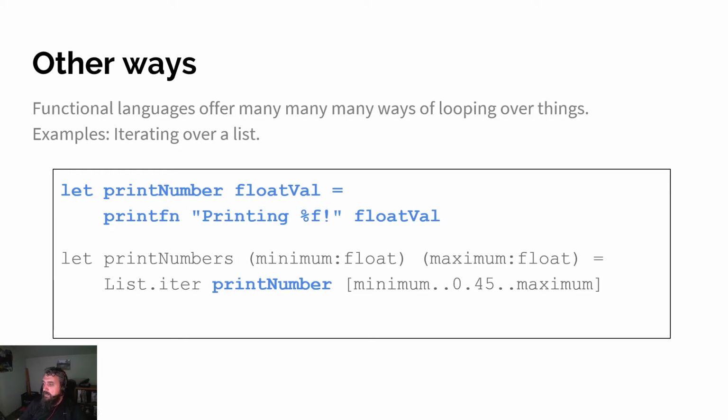Semantics that you have right here. Right now we've got the print number function that takes a float value and prints that float value. And then we have print numbers, which takes two float values and iterates over them, which is effectively the same sort of thing as a for each, but it just takes the list in the first place. This iterates over it.